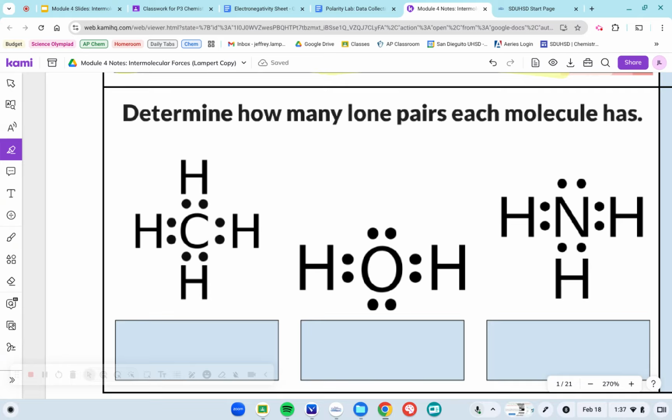So it means electron pairs that don't bond to another. Well, for all 3 of them, you have to put a number, like 0, 1, 2, 3, for how many pairs?